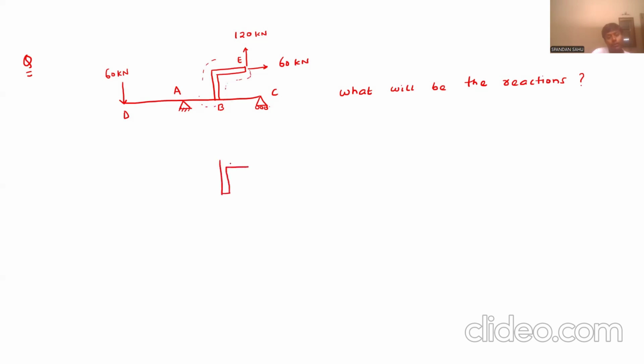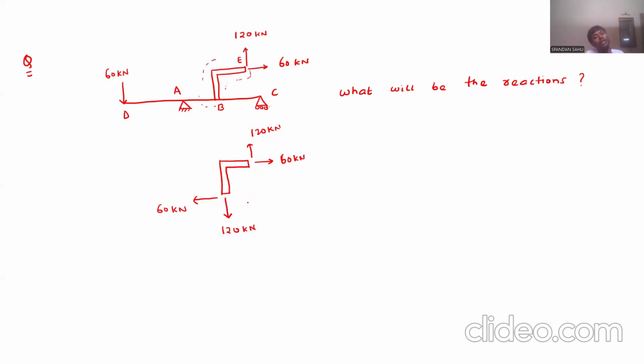Okay. Now, two reactions are there. This is 120 kilonewton, then this is 60 kilonewton. So, 120 kilonewton is acting upward, so here you have to show 120 kilonewton acting down. 60 kilonewton is acting rightward, so a 60 kilonewton reaction will come which will act in the opposite direction. Now, with respect to forces, everything is balanced.